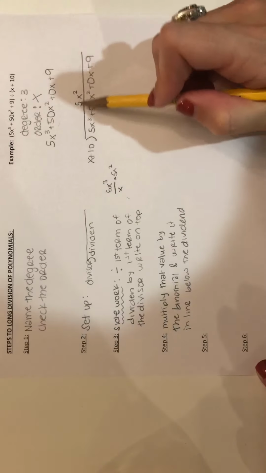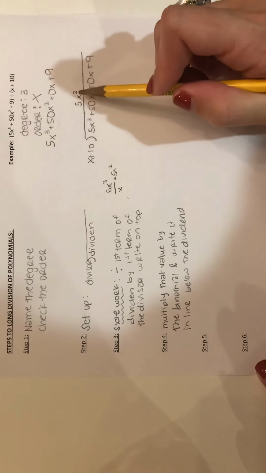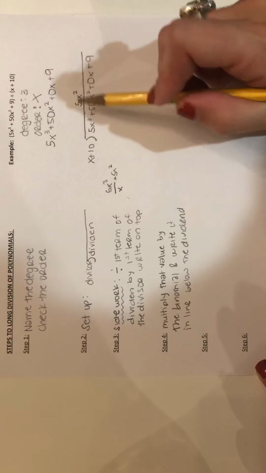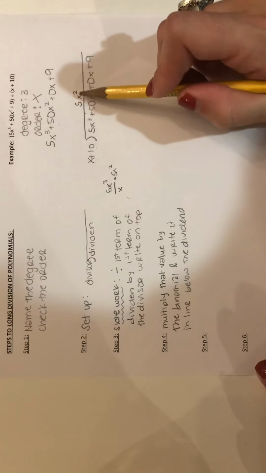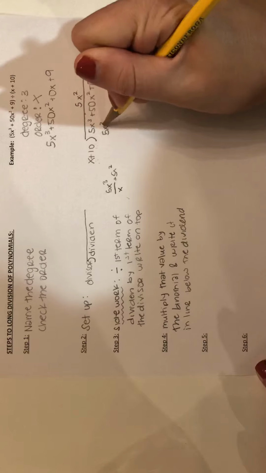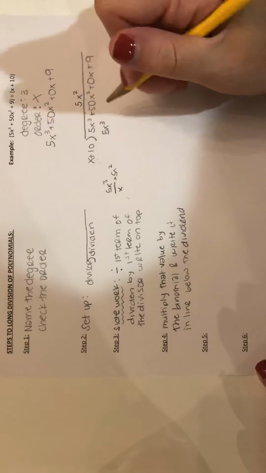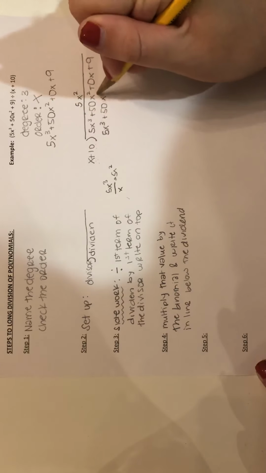So we are going to take that value, 5x squared that we got. We're going to multiply it by x plus 10, which means first we have to multiply it by x, then we have to multiply it by 10, and we're going to write it below the dividend. So 5x squared times x is 5x cubed. 5x squared times 10 is 50x squared.